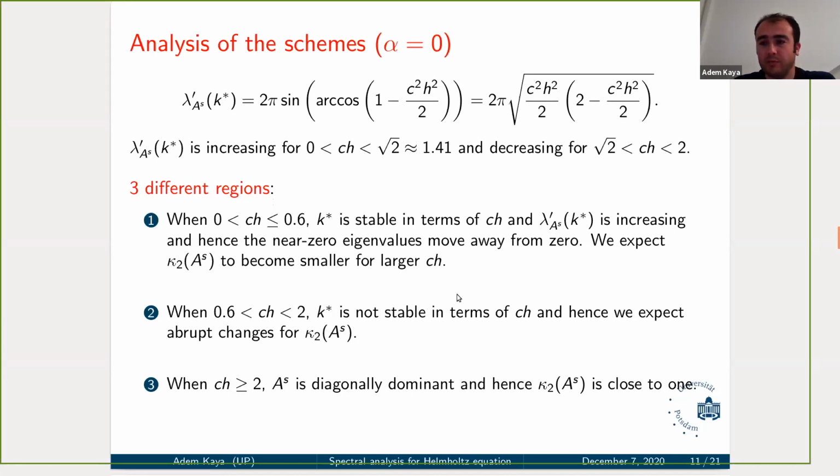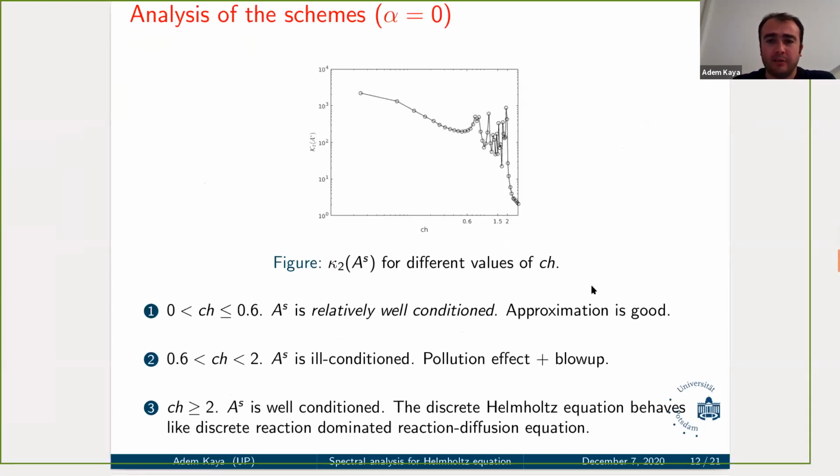Moreover, in most of this region, the tangent of lambda k is decreasing, and hence we can expect abrupt changes for the condition number. When CH is greater than or equal to 2, AS is diagonally dominant, and hence the condition number is close to 1. And here we see the condition number for different values of CH. Here, for this test, H is fixed and C is varying.